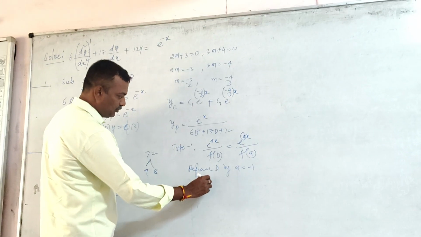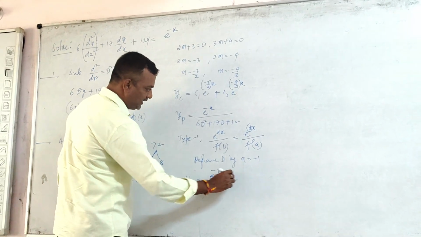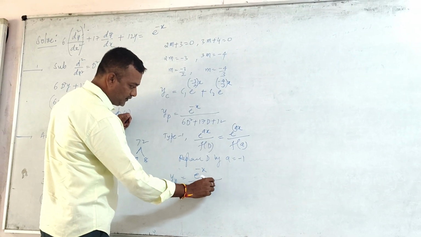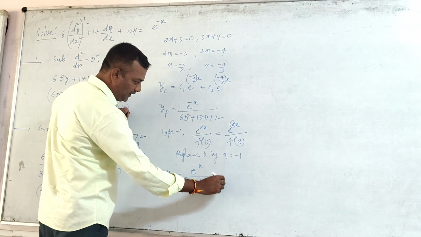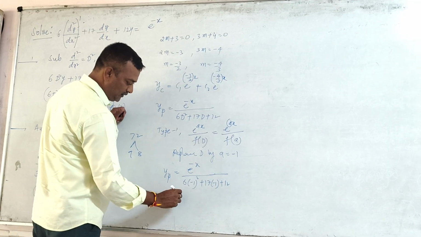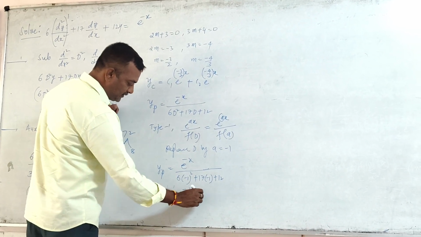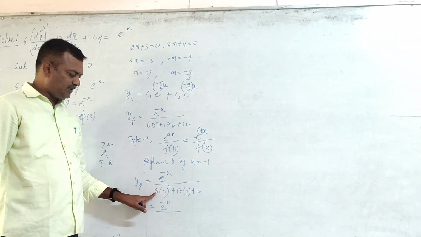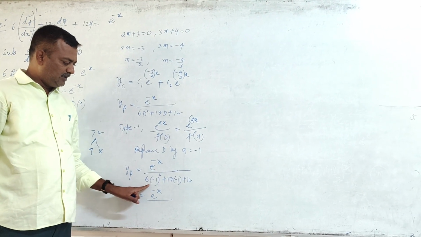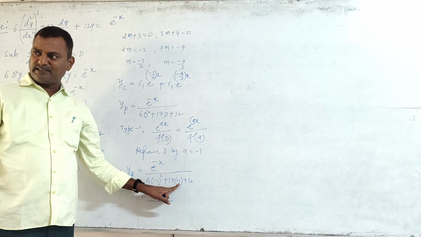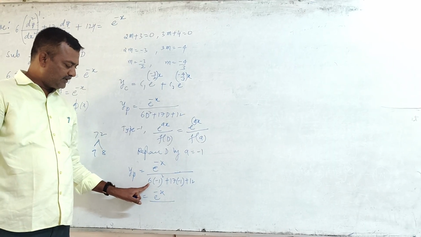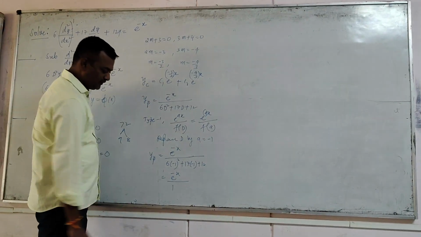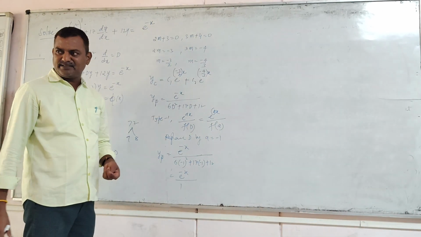yp is equal to e raised to minus x divided by 6 into minus 1 whole square plus 17 into minus 1 plus 12. Minus 1 whole square is positive 1, into 6 is 6. The 17 into minus 1 is minus 17. 6 plus 12, 18. 18 minus 17 is 1. So yp is just e raised to minus x.